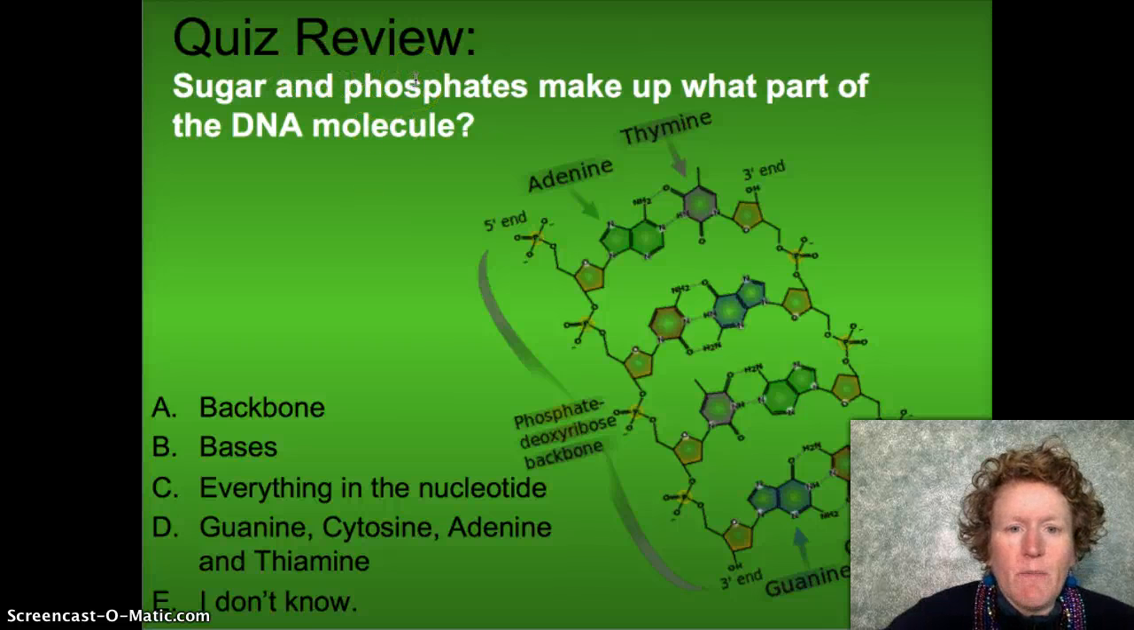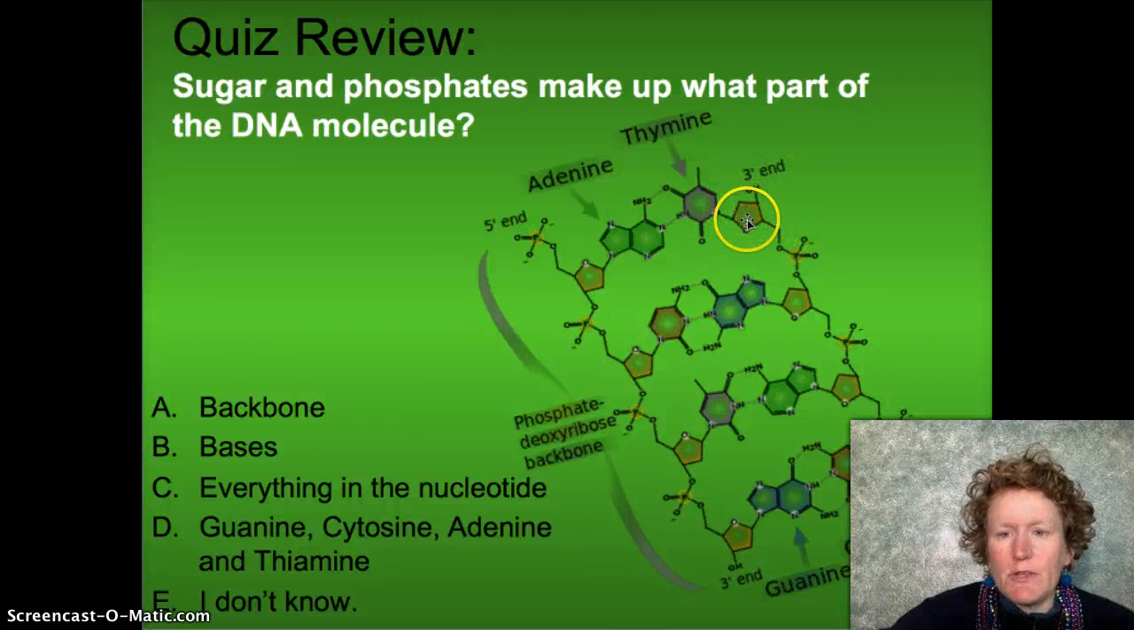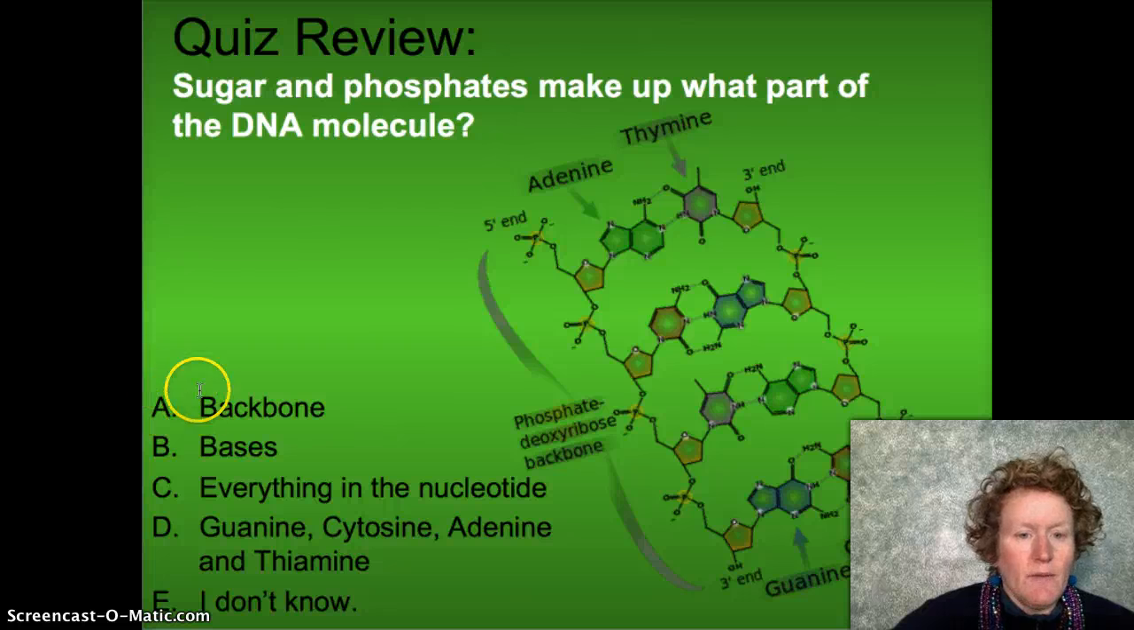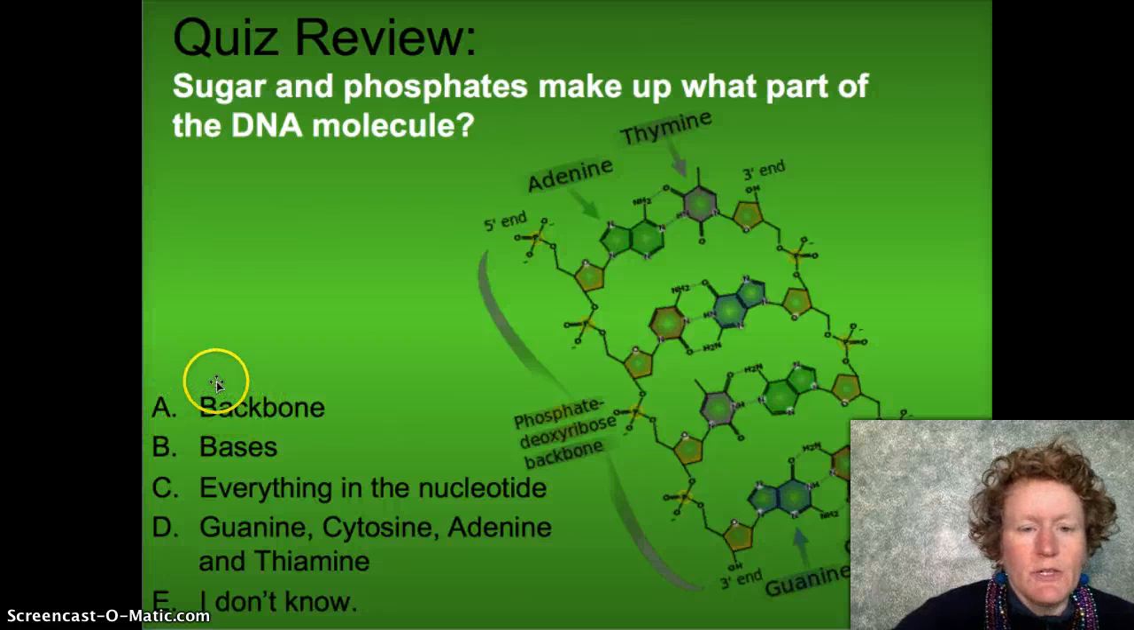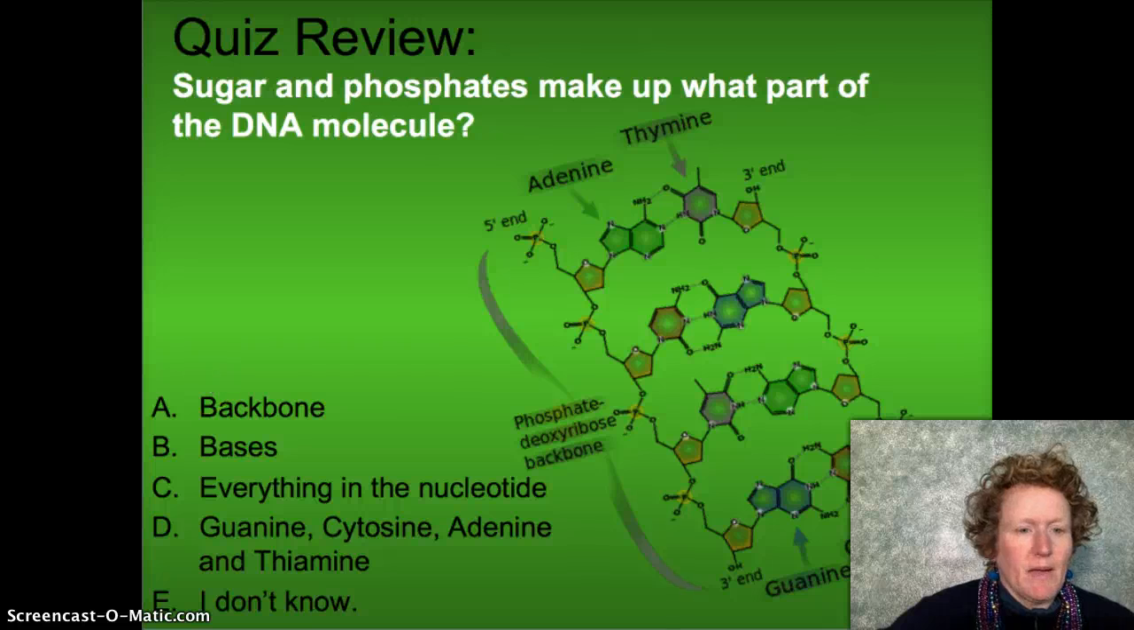Sugar and phosphate make up what part of the DNA molecule? Remember, we talked about this is the sugar and this is the phosphate, and they link together. They're part of the backbone of DNA. So A would be the correct answer here. Sugar and phosphate would be part of the backbone.